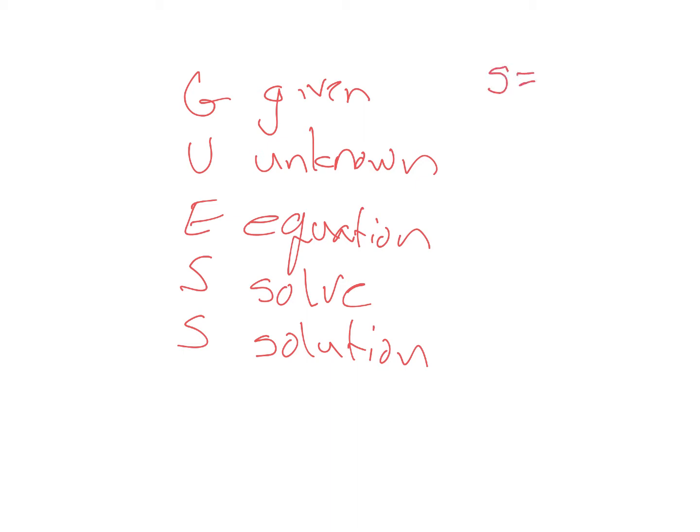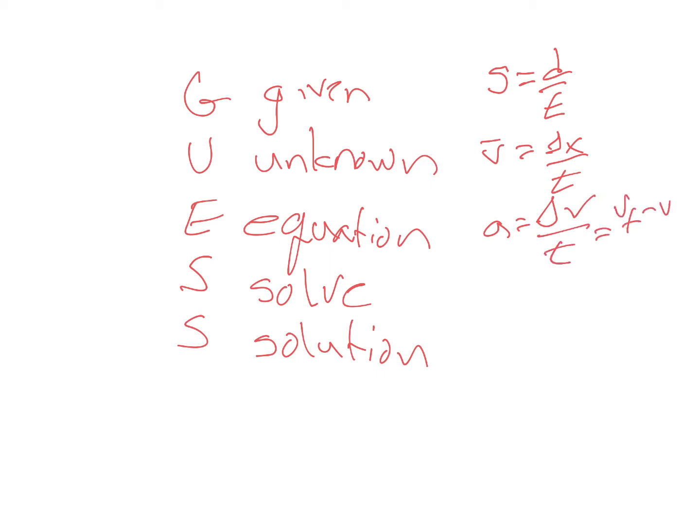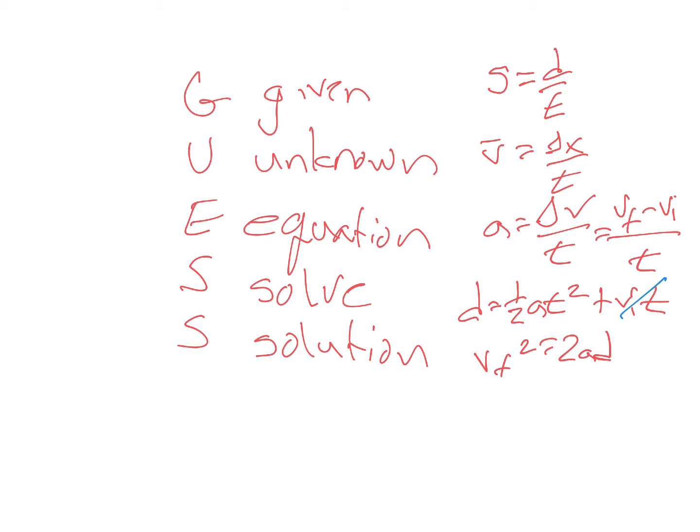S, speed, is equal to distance over time. Average velocity is equal to displacement over time, change in position. A is equal to the change in velocity per time, which is VF minus VI over T, which we can solve in various ways, but that's one equation. D equals 1/2 AT squared plus VIT. However, most of the time we don't use the VI, just note for you, but that's the real equation. And the last one is VF squared equals 2AD plus VI squared. Again, we don't usually use the VI.